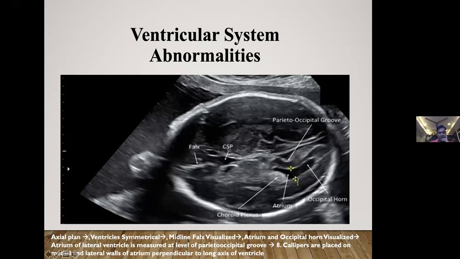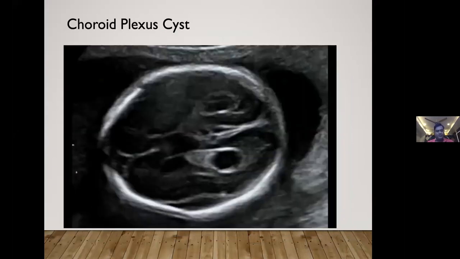So this is the site where you will measure the ventricular size, and here you can see this ventricle is slightly bigger than the other side, and the difference should be more than 20%. So this is the site generally the radiologist or the fetal medicine specialist will look at to diagnose any ventricular abnormalities.